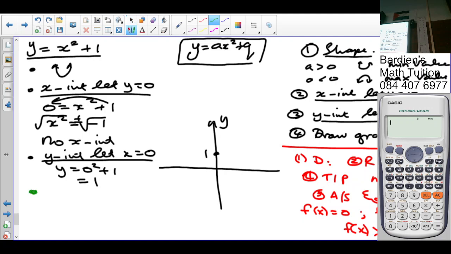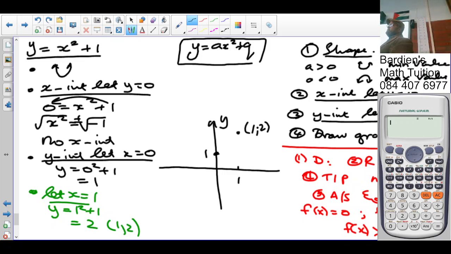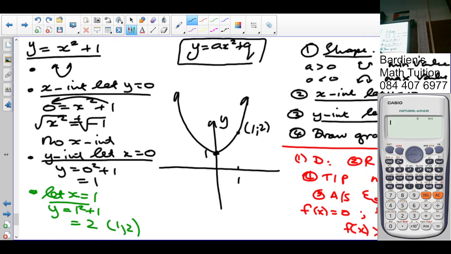Now make a note there. Let x equal to 1. So if x is equal to 1, then y is equal to 1 squared plus 1, which is 2. So this coordinate is 1 and 2, which means to say the graph is going to go through 1 and a y value of 2. You guys understand? So from the turning point we draw. There we go.